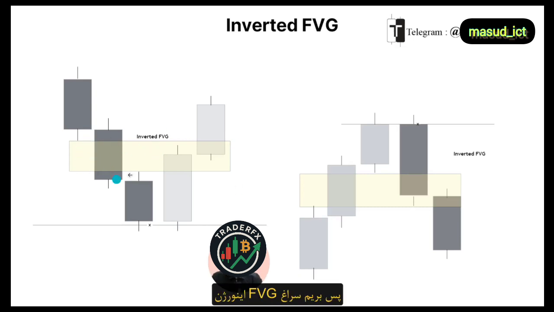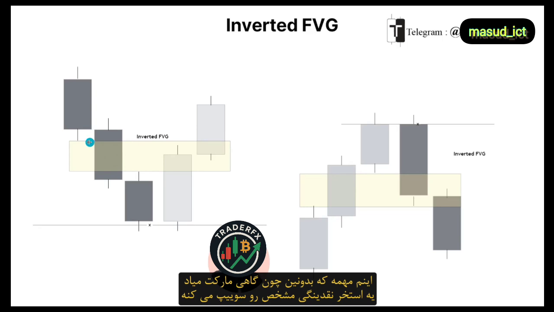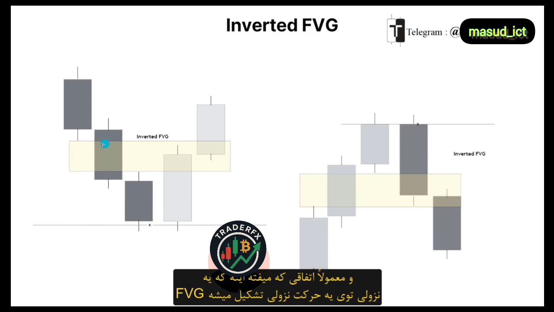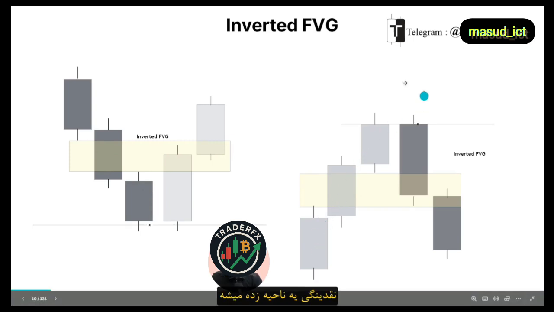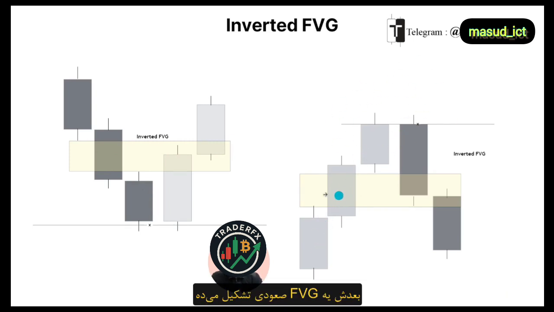So inverted fair value gaps, this is important for us to note as well, because sometimes when the market sweeps a specific liquidity pool, what typically happens is we might have a bearish fair value gap that forms on the down move. But when it gets inverted, this can be a bullish sign for us to look for a potential overall reversal. Inversely, again, let's just say the market has a push up, we clear some sort of liquidity, and then we have a bullish fair value gap.